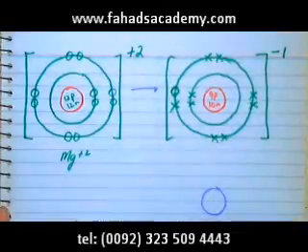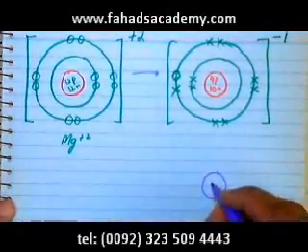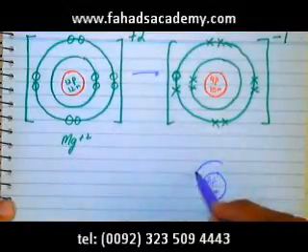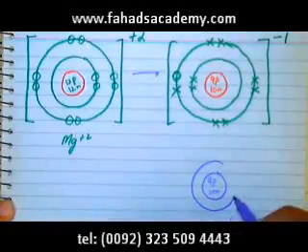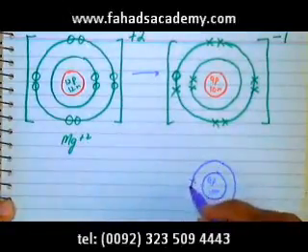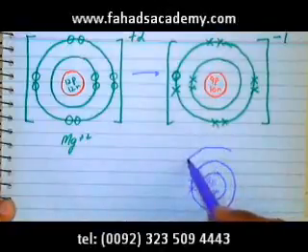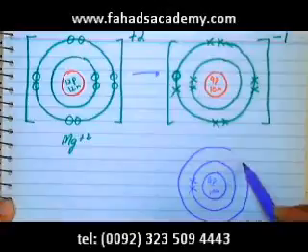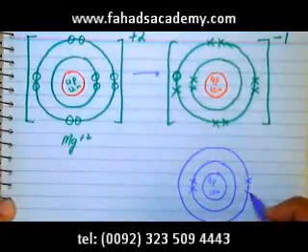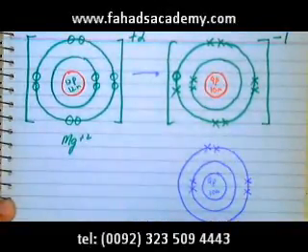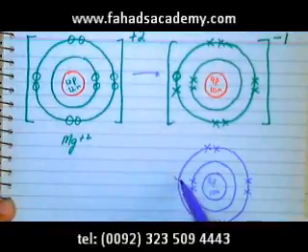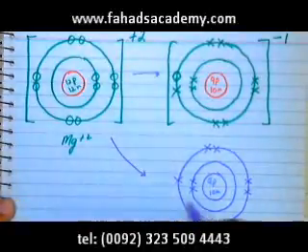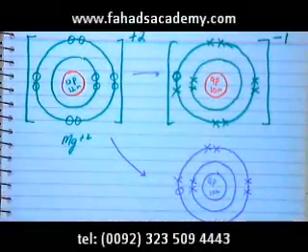which would have 9 protons and 10 neutrons, and in its inner shell there would be 2 electrons, and it's going to have an outer shell, the second shell, which had 7 electrons, and one of the electrons came from this magnesium atom because it lost 2 electrons.